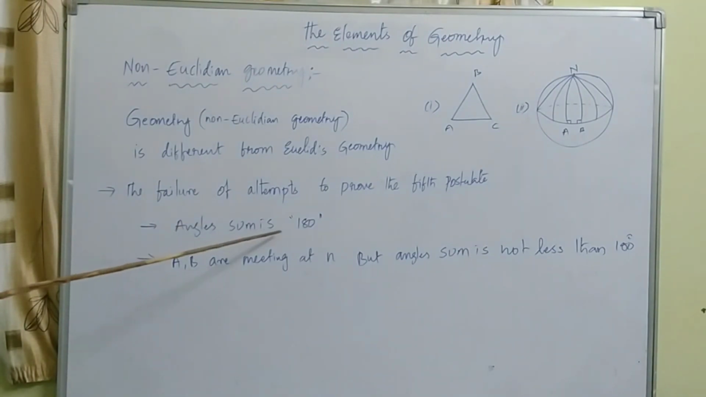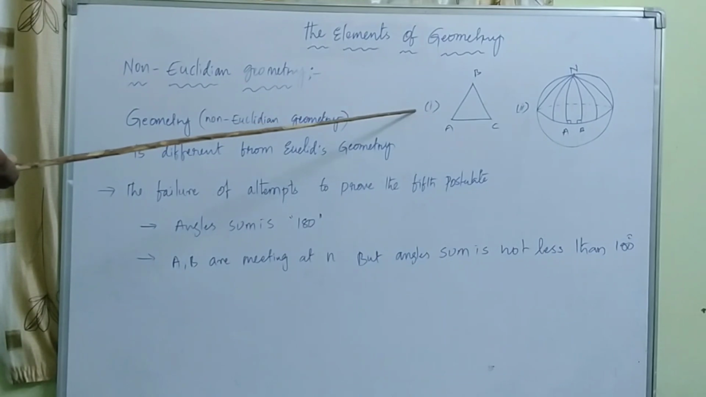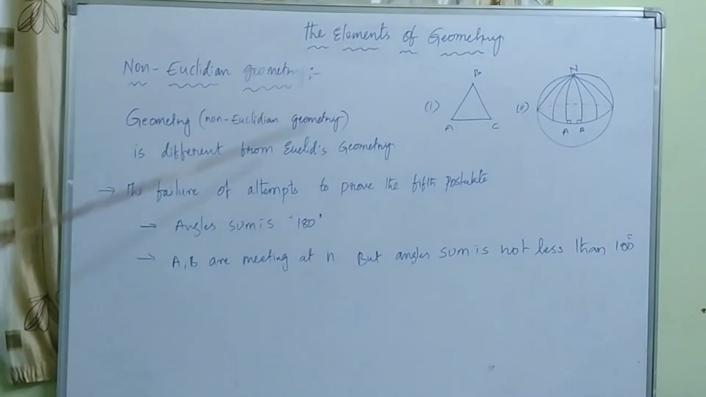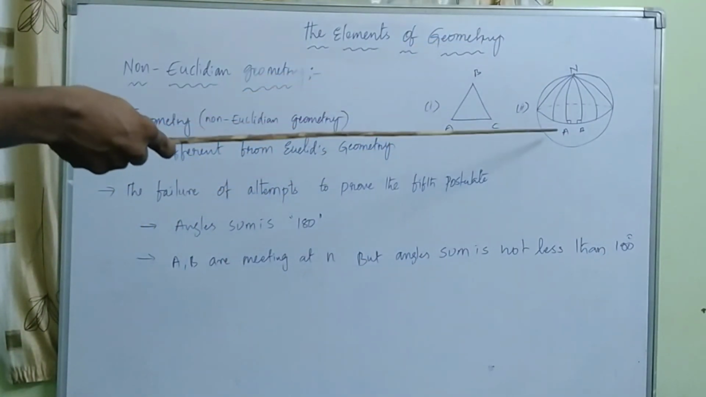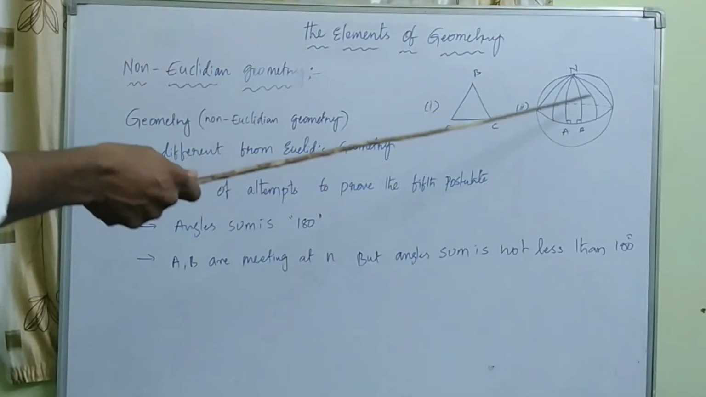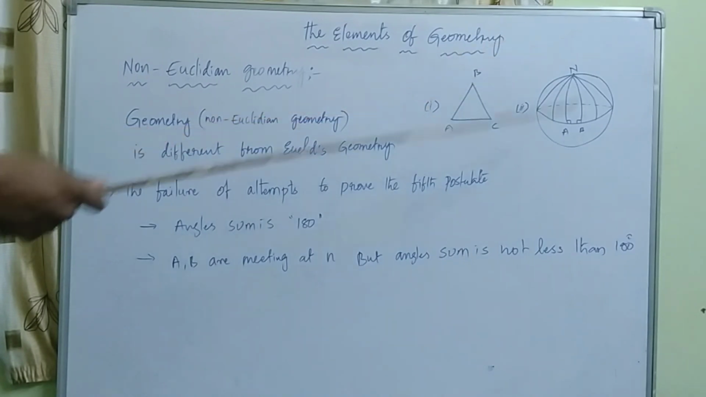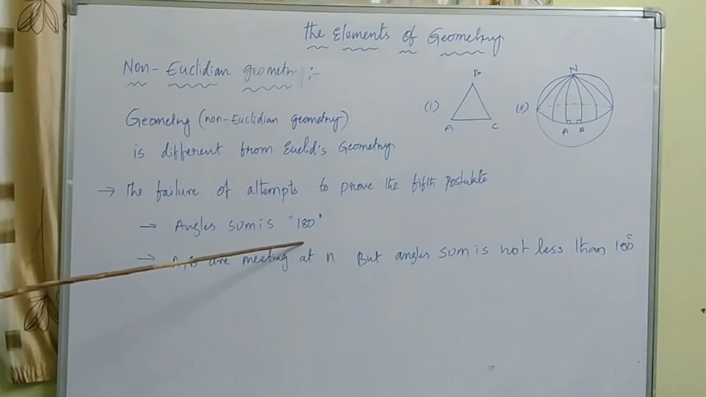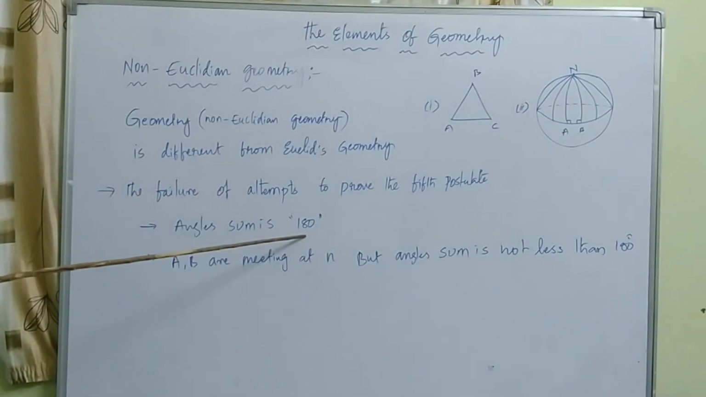The angle sum is 180 degrees. This is a plane figure. This is a spherical figure. So here angle sum is 180 degrees, okay. But in this figure, we have to take a spherical figure and draw these type of lines. So in our fifth postulate, angle sum is 180 degrees. In plane surfaces, the angle summation of a triangle is 180 degrees, okay.